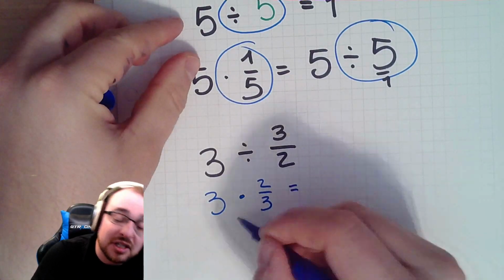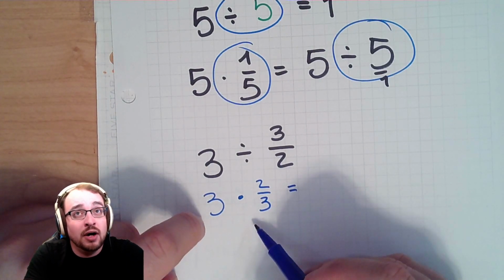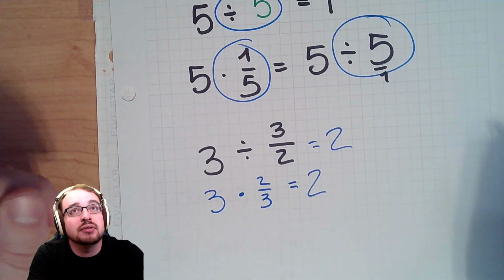So here we know to times by the top or divide by the bottom. Here I'll divide 3's out and get 1. 1 times 2 is 2. So that means this answer is also 2.